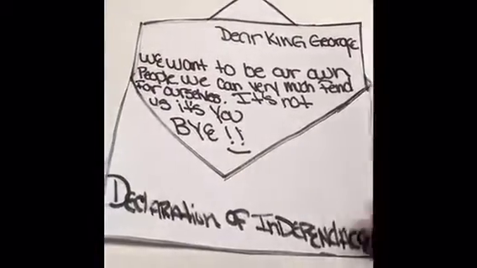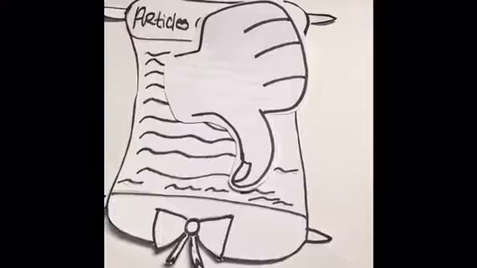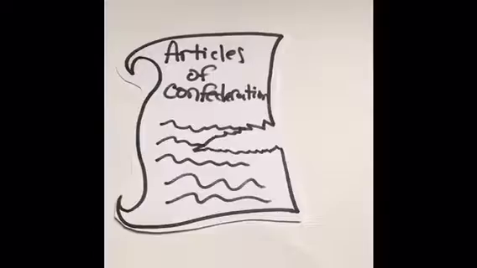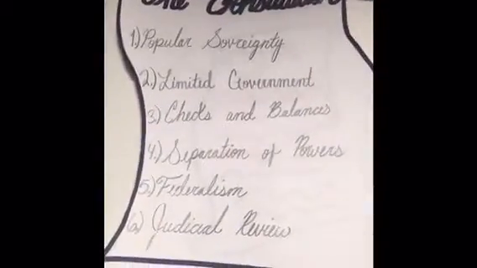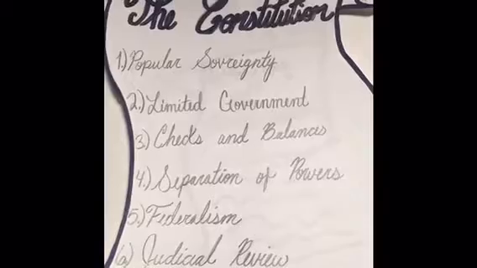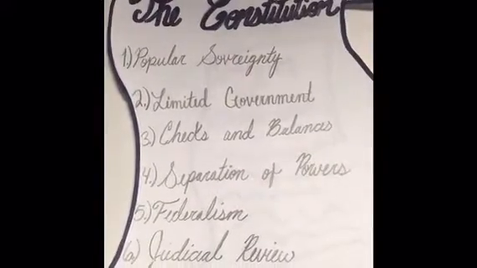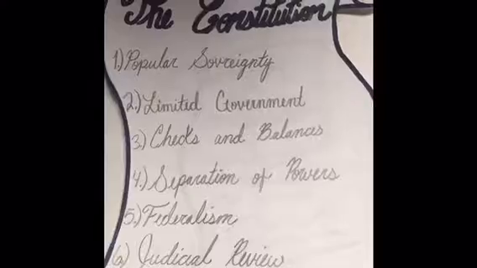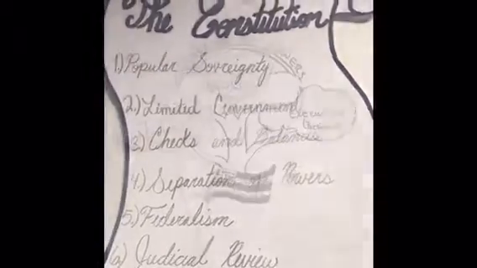The king retaliated and sent troops out to fight against them. So the colonies created the Articles of Confederation, which was a very weak and unstructured document. They replaced the Articles with a stronger, more structured document called the Constitution. The Constitution had 6 main principles that the framers felt would protect our freedoms and prevent the government from getting too powerful. Popular sovereignty, limited government, checks and balances, separation of powers, federalism, and judicial review. And now, let's learn more about these principles.